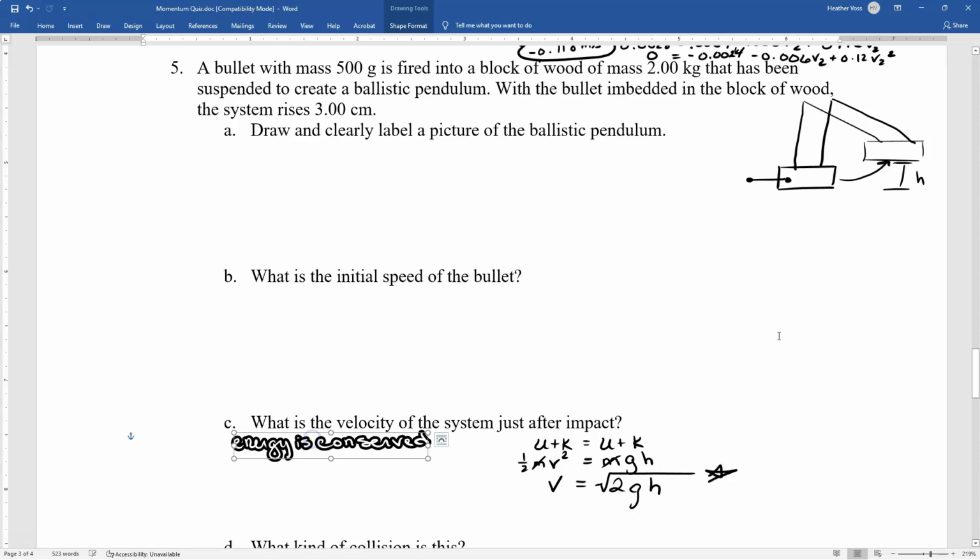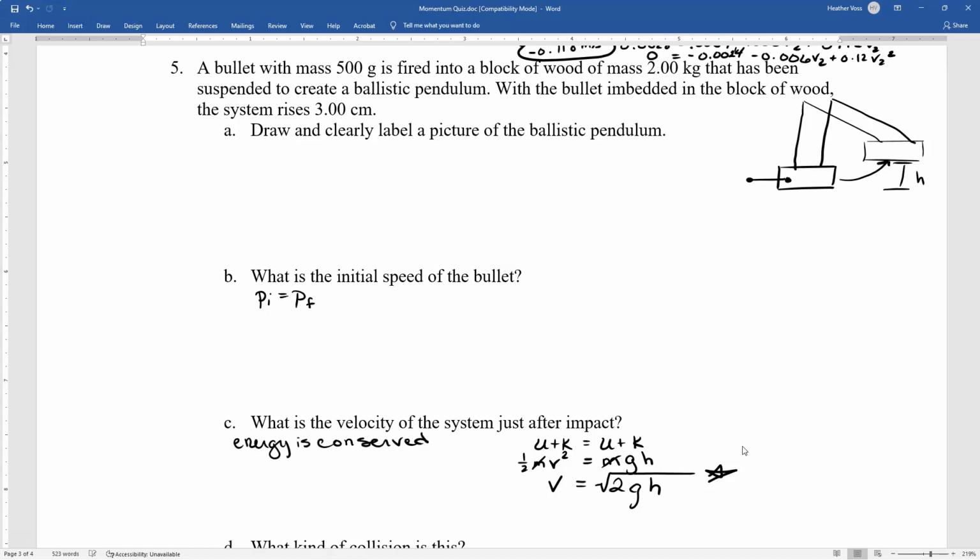So we know the system is conserved after the impact. There's no energy loss. So that's the after impact. That's in the swing of it all. So then to backtrack for the initial speed, we need to realize that momentum initial is going to equal momentum final. So that means mass of the bullet times the velocity of the bullet is going to equal the mass of the bullet plus the mass of the big block times the velocity after.